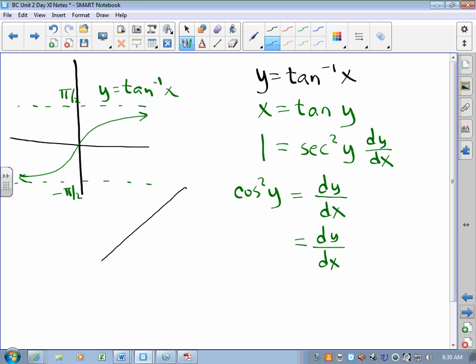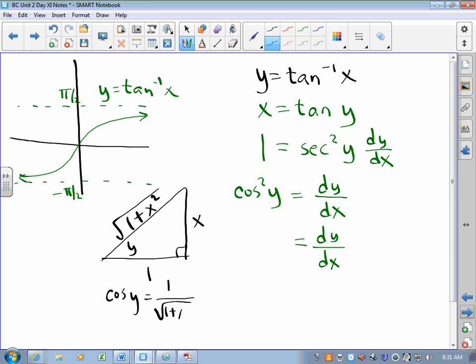Well, if I have a right triangle, and there's my angle y, and y is the angle whose tangent is x over 1, then the hypotenuse of that triangle is the square root of 1 plus x squared. And since that is the square root of 1 plus x squared, that's just the Pythagorean theorem, the cosine of y is 1 over radical 1 plus x squared, and I'm going to square that.